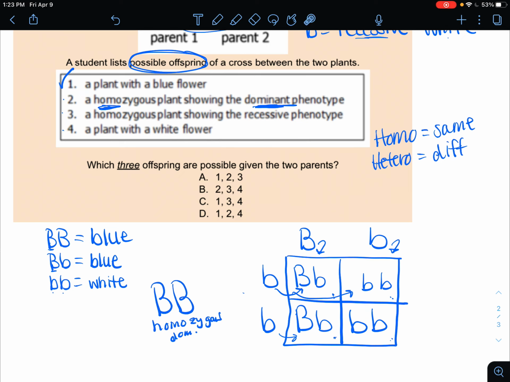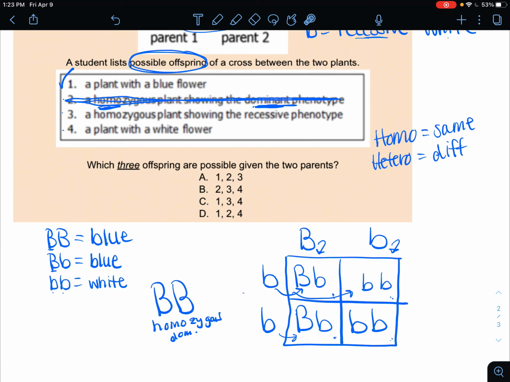Do we see any big B's in our Punnett square? No, I see big B little b's and little b's, but I don't see any that are both big B's. So, sorry to number 2. Not possible. Choice number 3 says a homozygous plant.